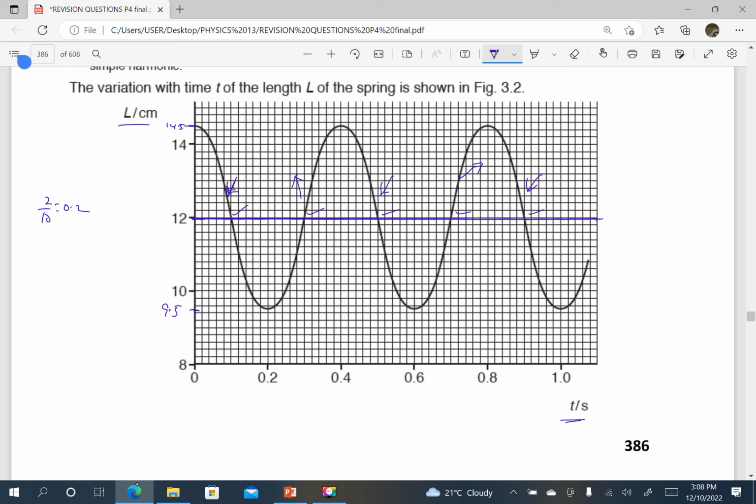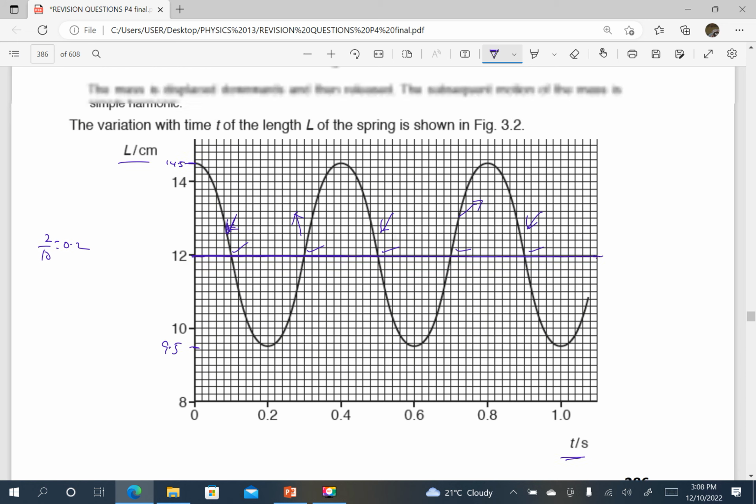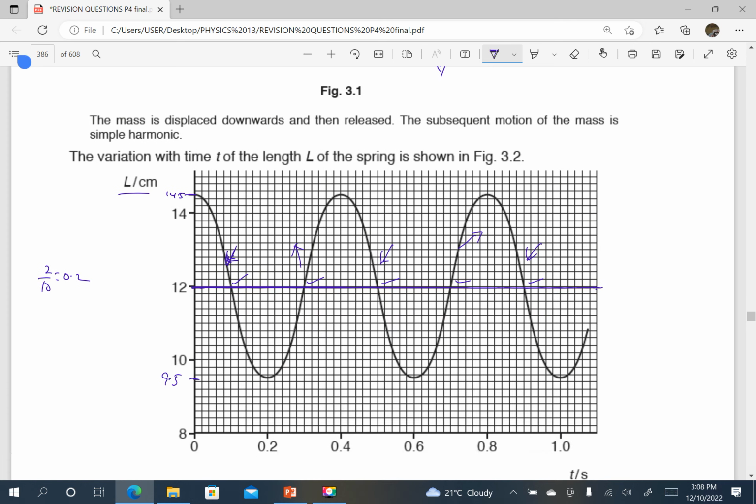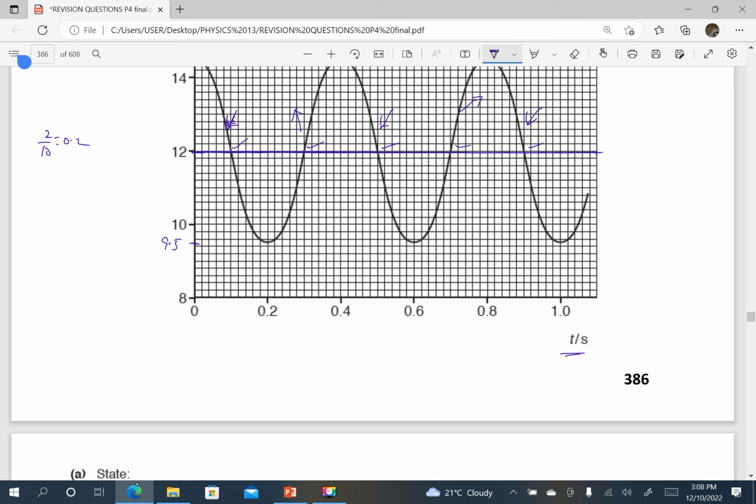Now, when the length is increasing, the body is moving downwards. And when the length is decreasing, the body is moving upwards, because if it is moving downwards, it stretches the spring, L increases. So when you see the length is increasing, it's because it is moving downwards. If it is moving upwards, L decreases. So when you see L becoming smaller, it's because it's moving upwards. So we have seen here it is moving upwards, downwards, upwards, downwards, and so on and so forth.